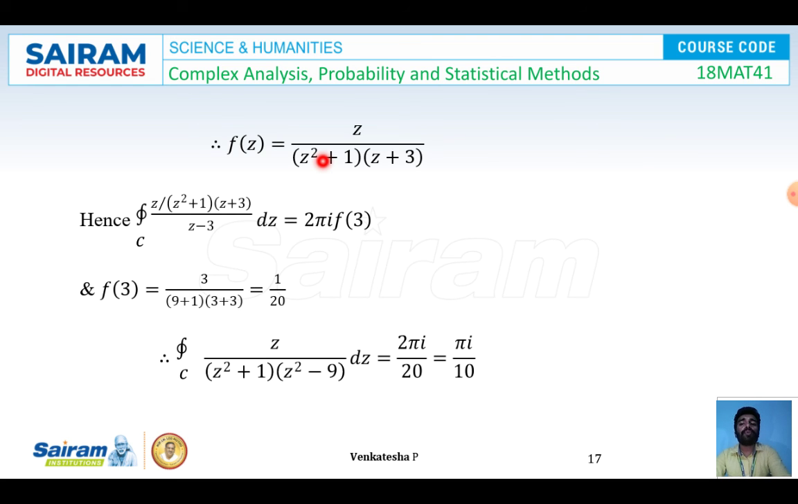So in this function I am putting z is equal to 3. I got f of 3 is equal to 3 by (9 plus 1)(3 plus 3), which is 1 by 20. So hence I got the answer: the integral over the region C of z by (z square plus 1)(z square minus 9) dz will be equal to 2 pi i by 20. Hence I got the value pi i by 10.